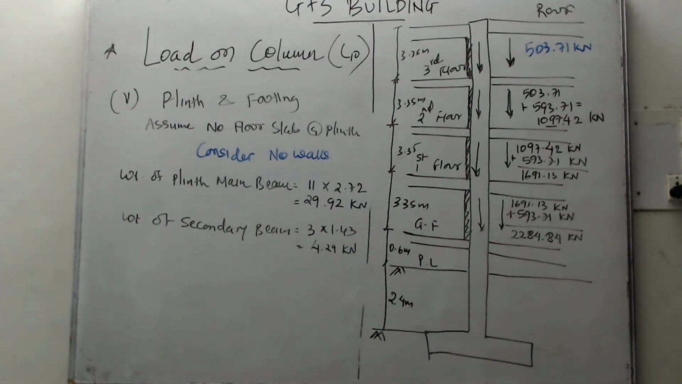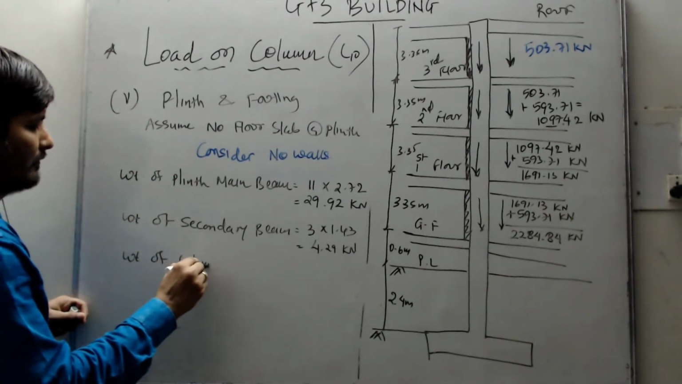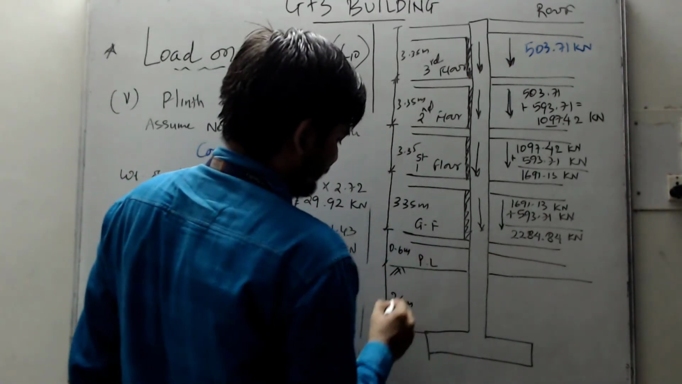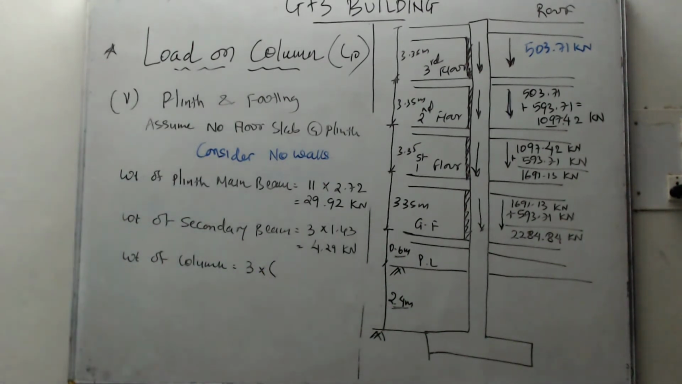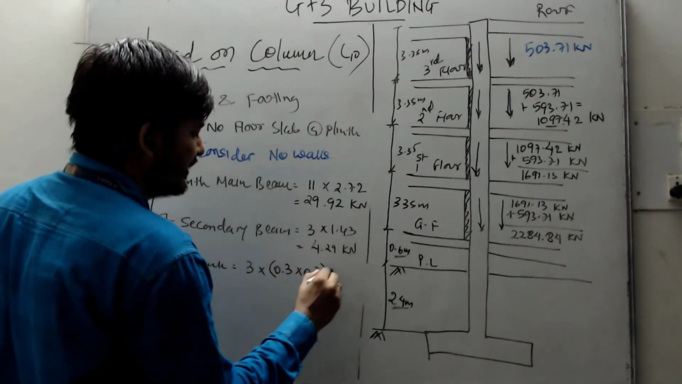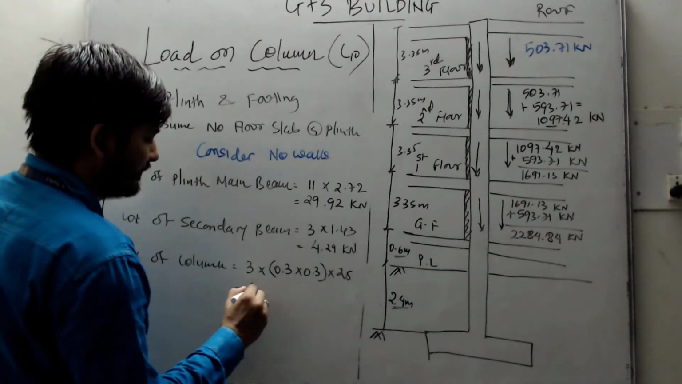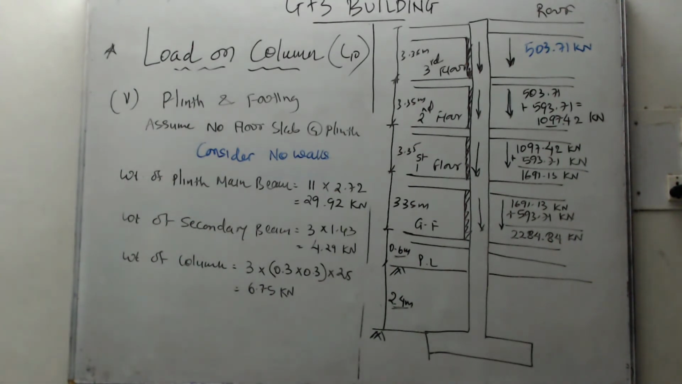Then what else we have? We have weight of column, right? Self weight of column. Weight of column here, that is 3 meter. This is total height, 2.4 plus 0.6, that is 3 meter, multiplied by area of column, that is 0.3 multiplied by 0.3, because we have assumed the size as 0.3 multiplied by 0.3, multiplied by density, that is 25, we get 6.75 kilonewton.